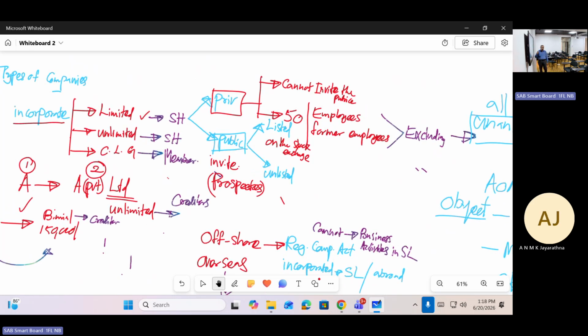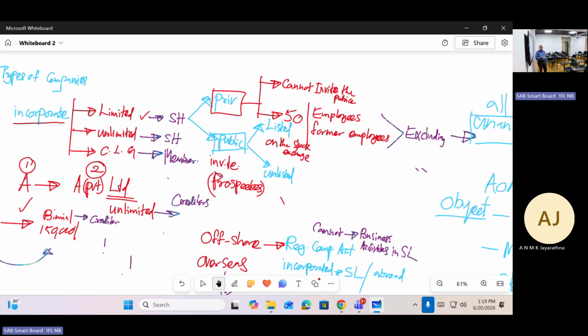Public companies, we can divide into two. Right? Listed and unlisted. Listed means that they can trade their shares on the stock exchange. Unlisted, they cannot trade their shares. Public companies can invite the public to purchase shares by way of a prospectus. Then there are unlimited companies, where the shareholders' liability is unlimited, like a partner or a sole proprietorship. That is the unlimited liability.